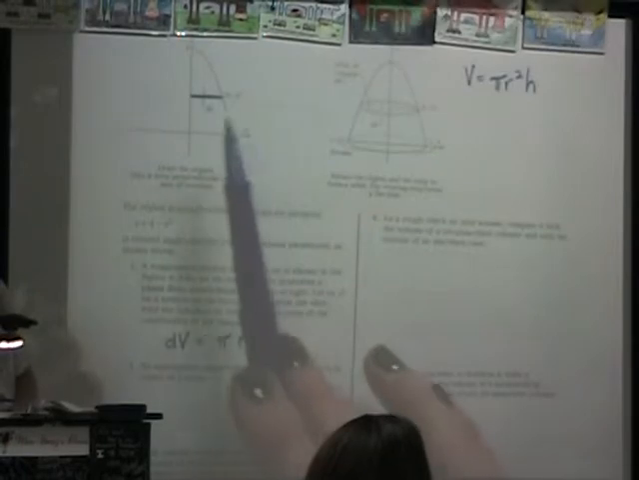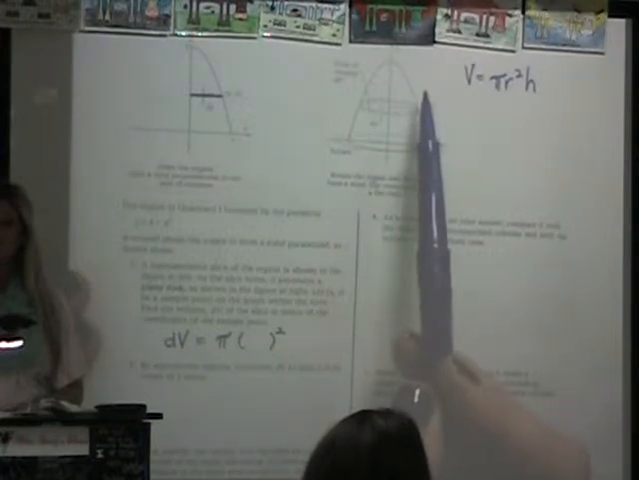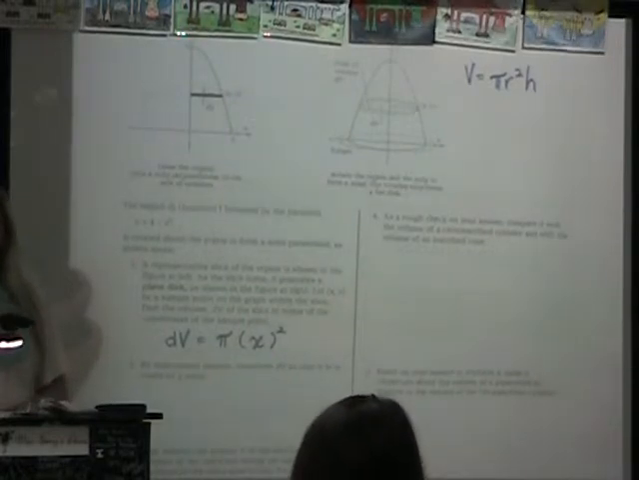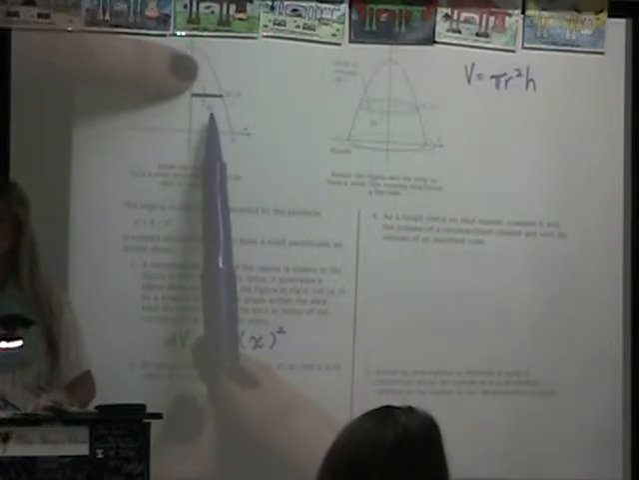Well, for this specific problem, what value represents the radius of this disk? x, good. The radius is represented by x. Does everybody see that? The x coordinate tells you the length of the radius of that disk. So that's what I'm going to put in for r. And then the height of the disk, they're telling us here, we're going to call it dy. The change in y value is the height of the disk, dy.